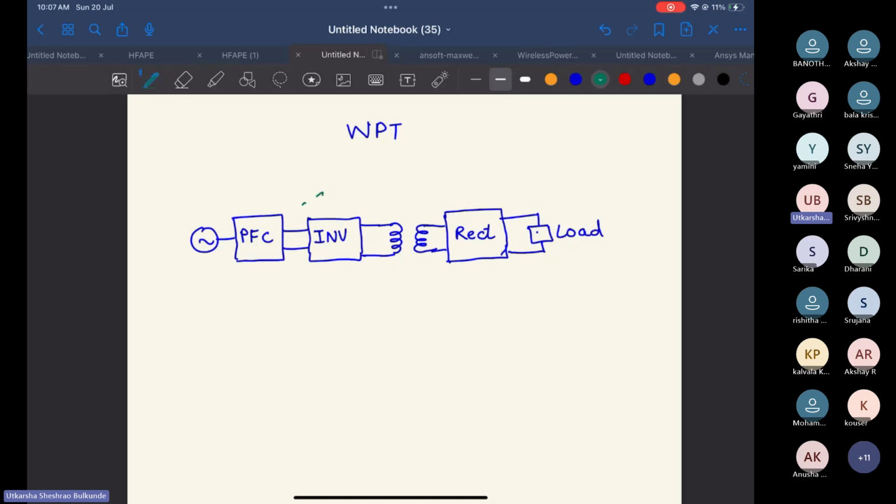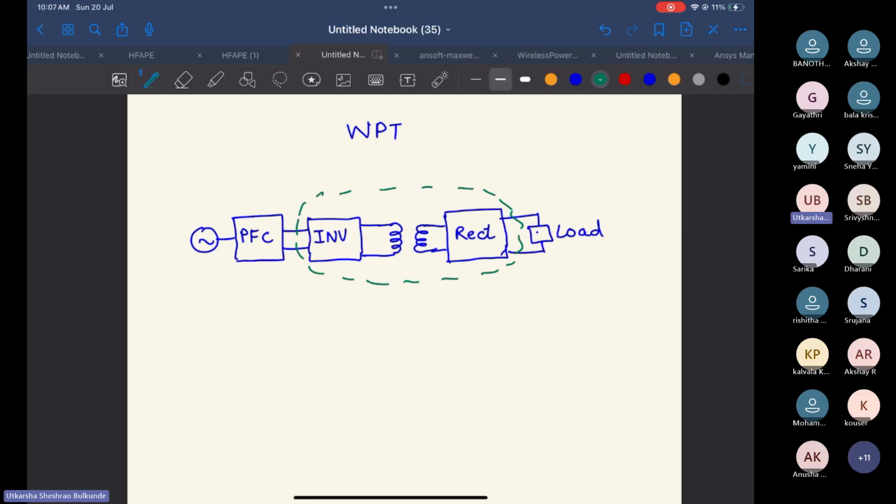Let's just see from this side. Till PFC we will not see. If I'm calling it inverter and rectifier, this is a unidirectional circuit. In the rectifier, what do we use? Diode, right?